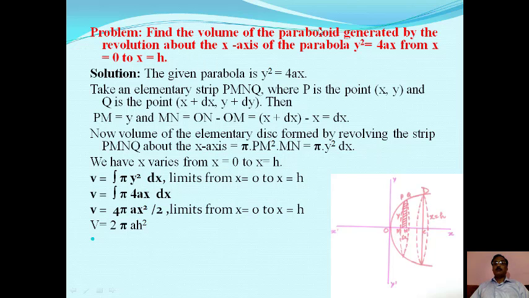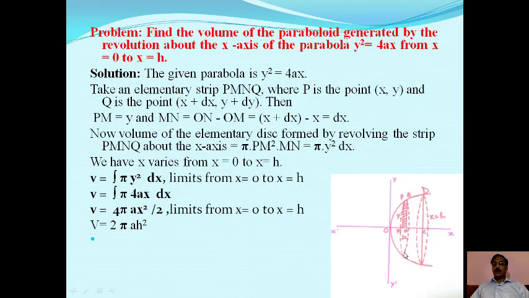Find the volume of the paraboloid generated by the revolution about the x-axis of the parabola y square equal to 4ax from x equal to 0 to x equal to h. Here we see the parabola y square equal to 4ax and point P is given by (x, y), Q is given by (x plus delta x, y plus delta y). Here we had taken x plus dx, y plus dy. Then PM is given by y and MN is given by delta x, or we can say dx.